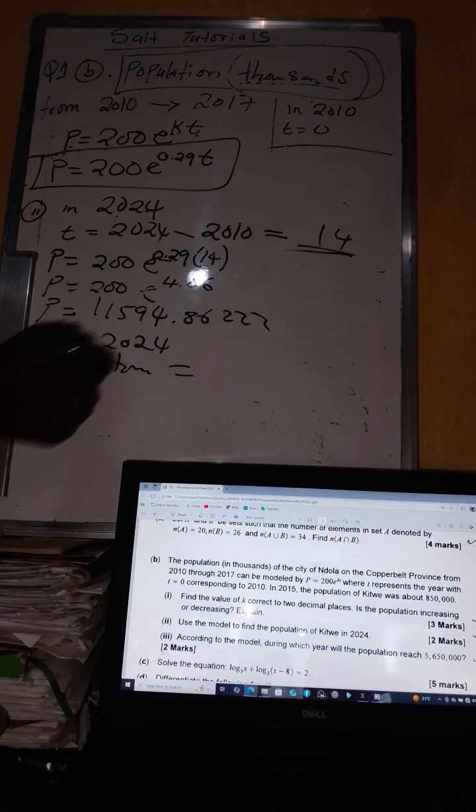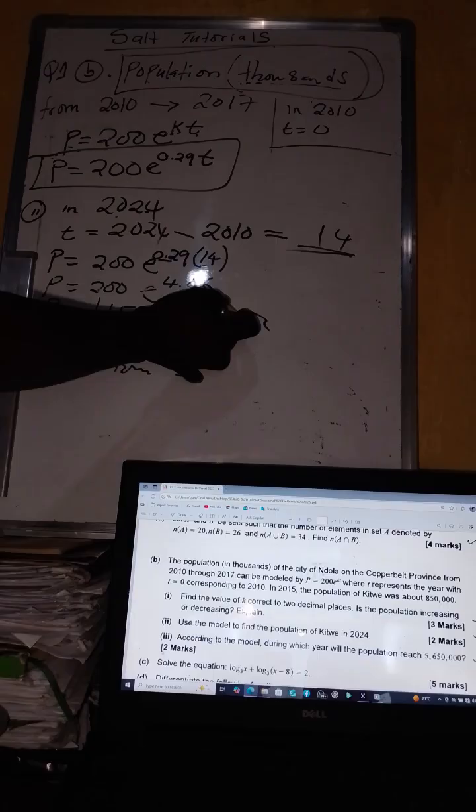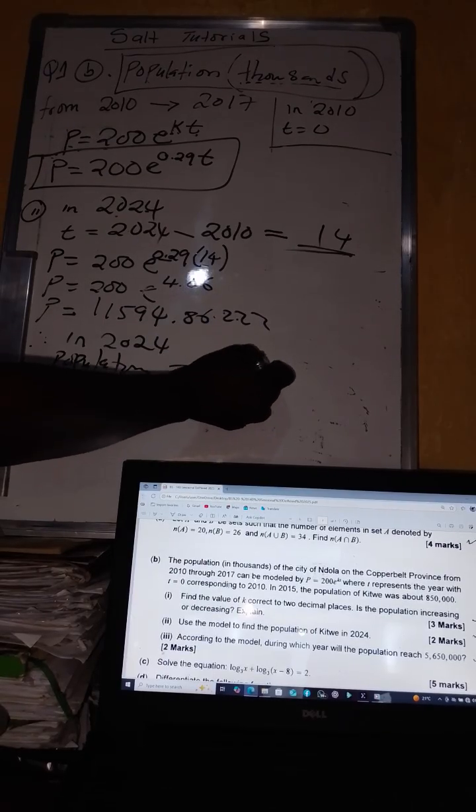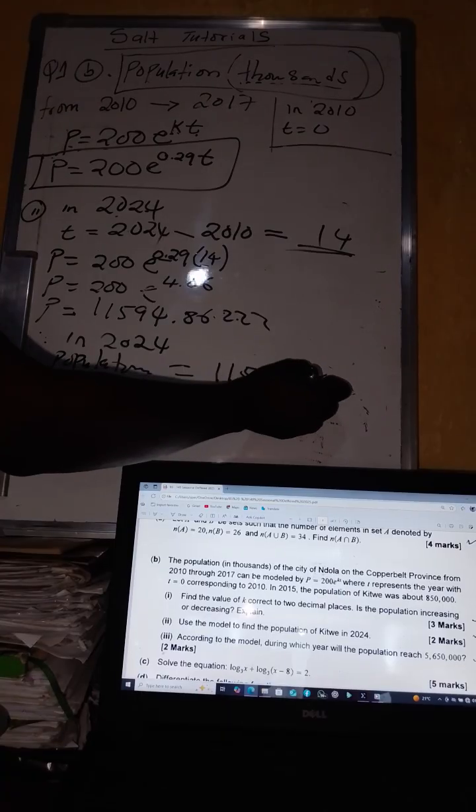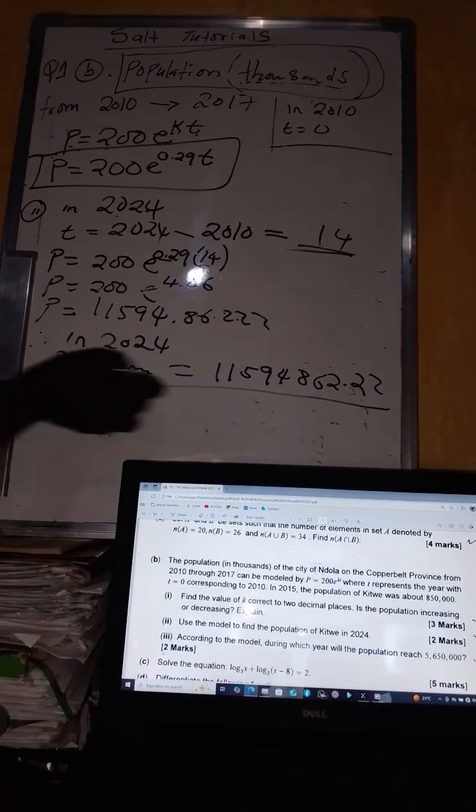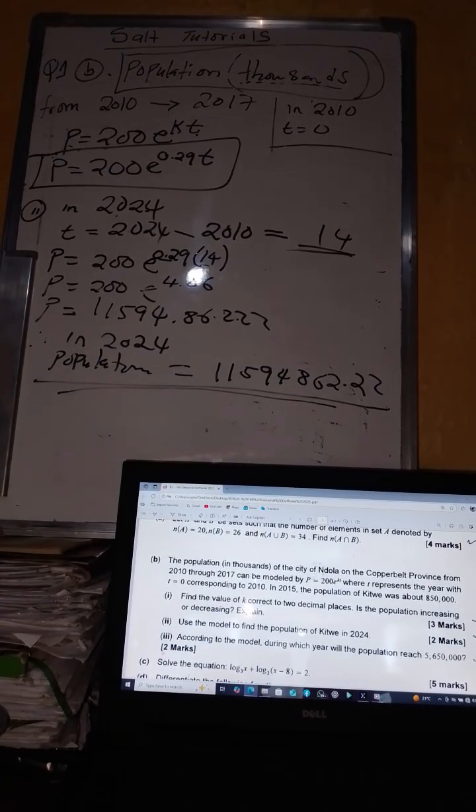So we multiply this by 1,000. Obviously it will be 1, 2, 3. So we're going to have 11,594,862.22. This will be the population in 2024. So that will be our population in 2024. So we multiply it by 1,000. We're okay. And then we shift to the next part.